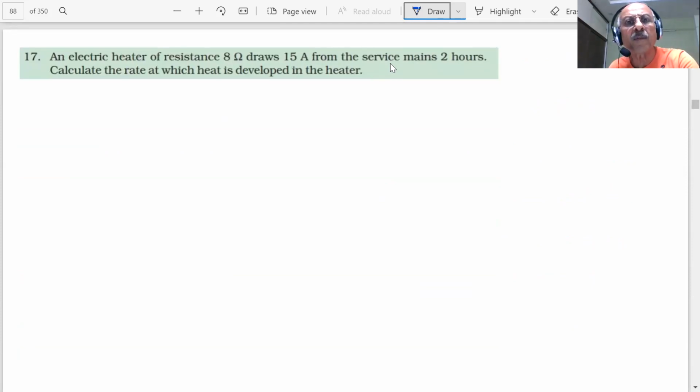Next question is coming, student. An electric heater of resistance 8 ohms draws 15 ampere from the mains for 2 hours. Calculate the rate at which heat is developed in the heater, student. You have 2 minutes to answer the question, students.